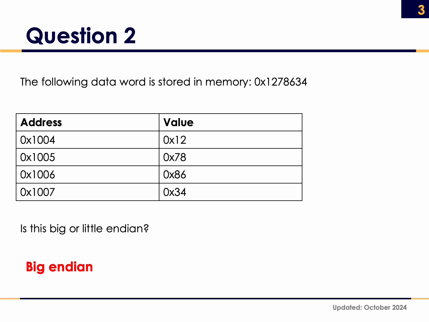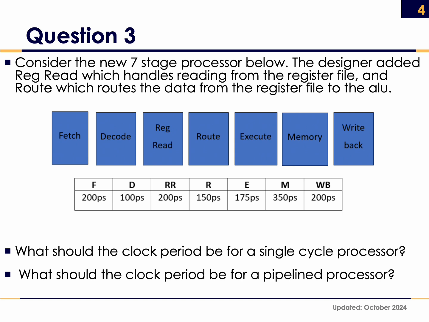If this was little endian instead of big endian, what would end up happening would just be the inverse. Address 0x1004 would hold 0x34, 0x1005 would hold 0x86, and so on. It would just go the opposite way. This is a really good question for the exam as well, and it encourages you to think. It's kind of a two-part question.